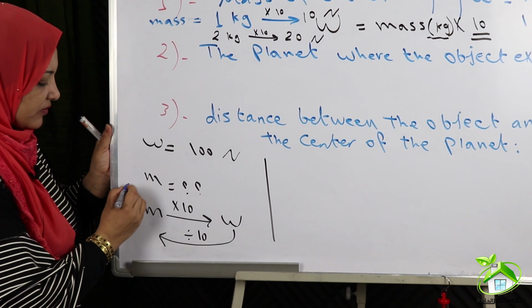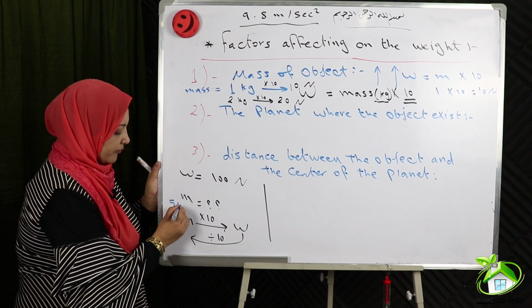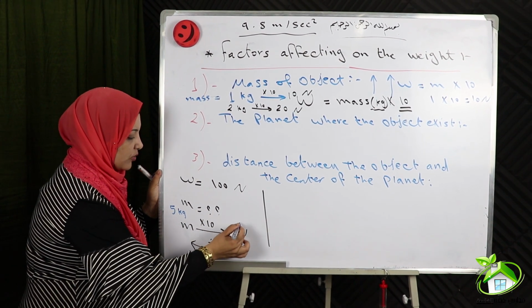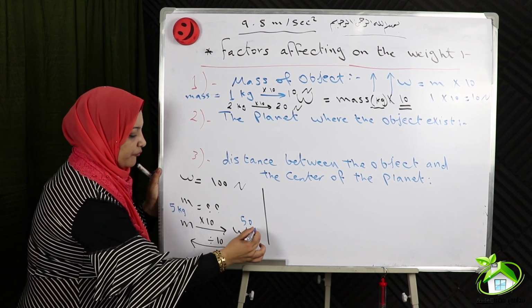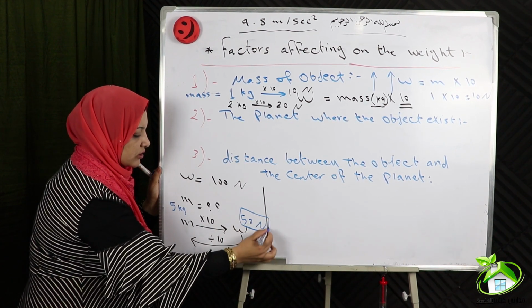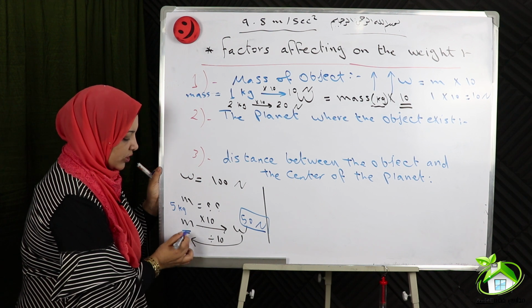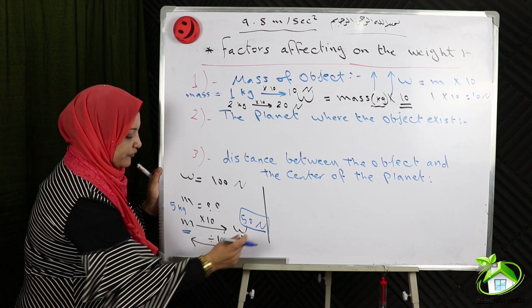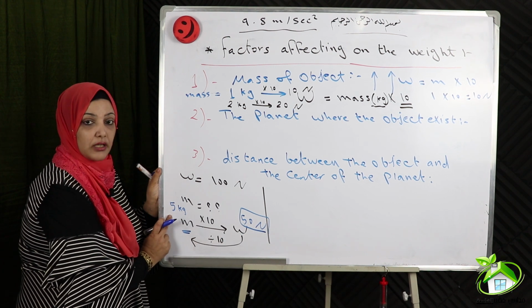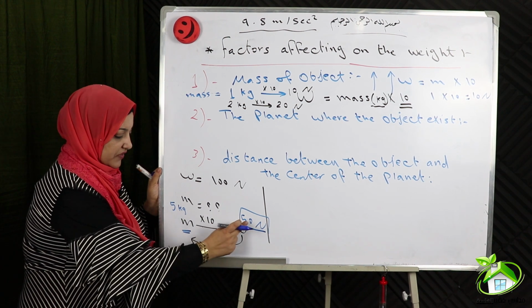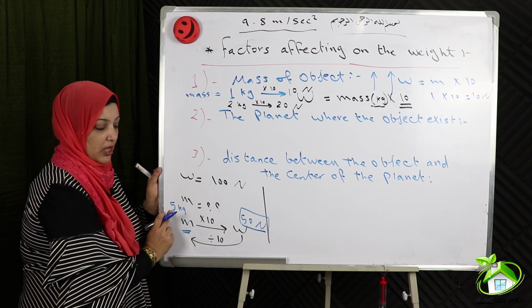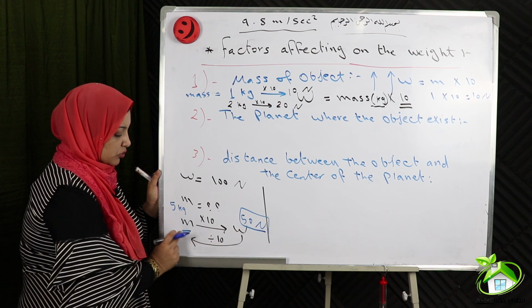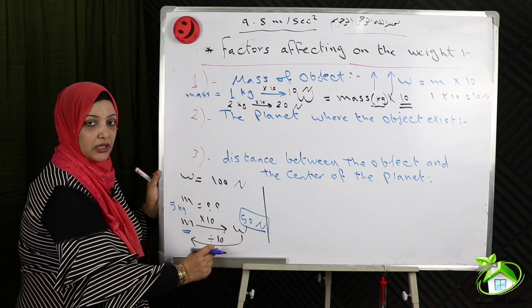Now let's do an example with numbers. Mass of object 5 kilograms. The weight, so 5 times 10 equals 50 Newtons. If we have 50 Newtons and we need the mass, we don't know the mass, and we have the weight 50, so 50 divided by 10 produces 5. So from mass to weight, times 10. From weight to mass, divided by 10.